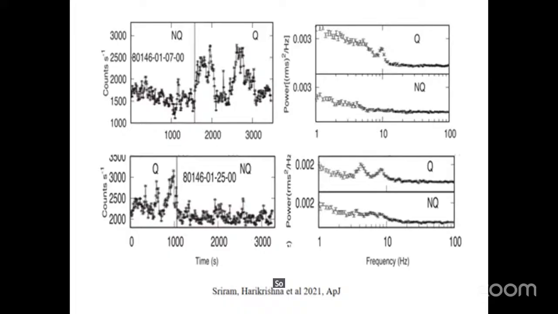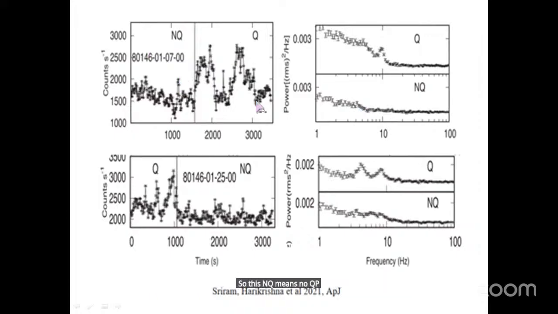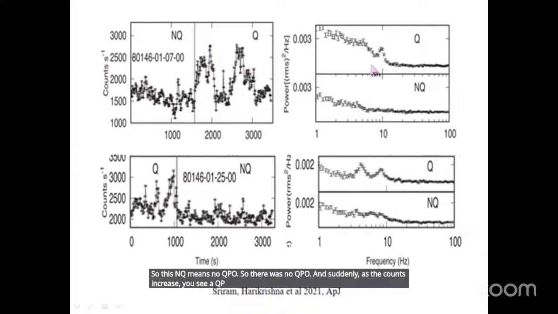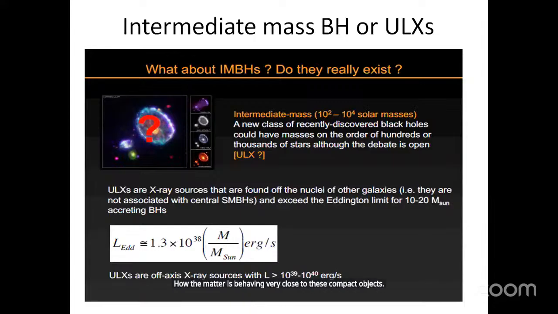Sometimes these oscillations appear and disappear very rapidly. Within a few hundred seconds, they change. For example, in this slide, you can see there is a QPO here, and suddenly it disappeared. This NQ means no QPO. And suddenly, as the counts increased, you see a QPO. There is physics behind why it is happening and why it is not. But if you try to understand this, you can know how matter is behaving very close to these compact objects.